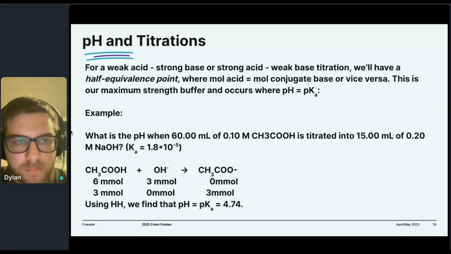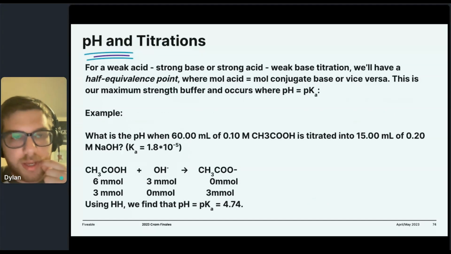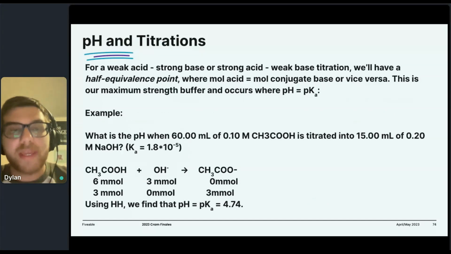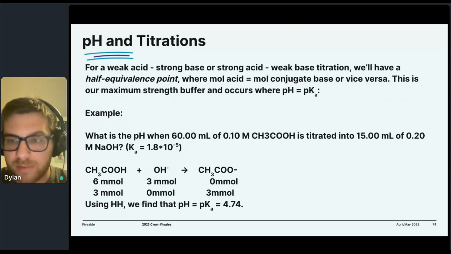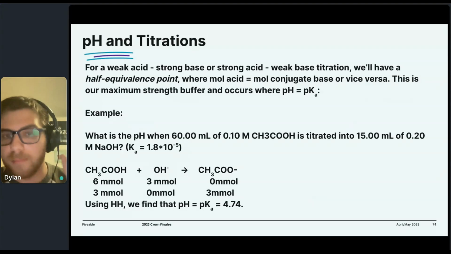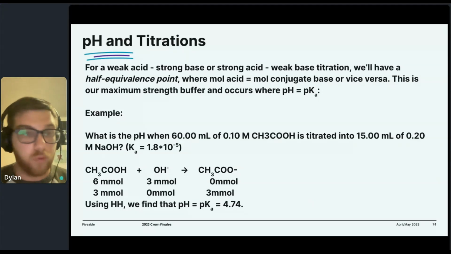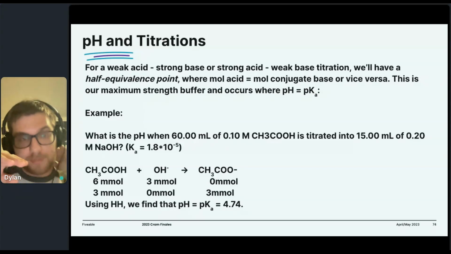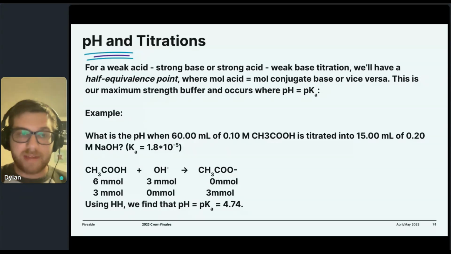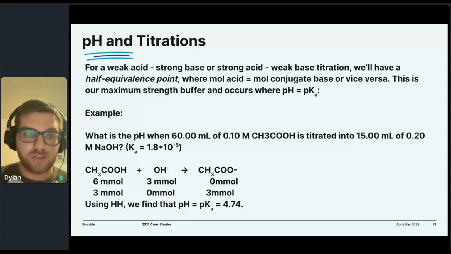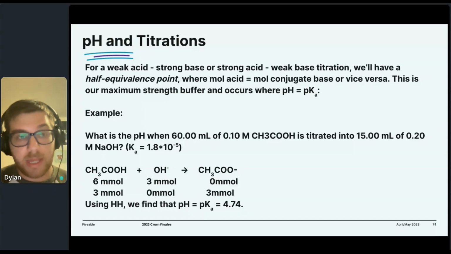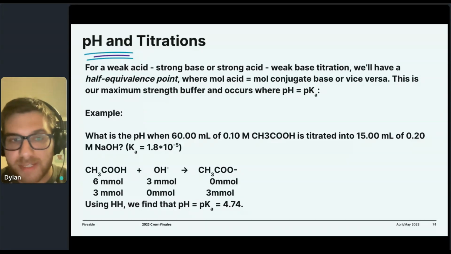So let's take a look at another one. Okay, so for a weak acid strong base, or strong acid weak base titration, we have a half equivalence point. And that is the point where the moles of acid is equal to the moles of conjugate base, or vice versa. And that is because we form a buffer, and we'll slowly keep creating conjugate base until the moles of acid equals the moles of conjugate base. That is our strongest buffer, right? And this can kind of be thought of like, we'll always reach a half equivalence point. And this is where our maximum strength buffer occurs, which is where pH equals pKa.